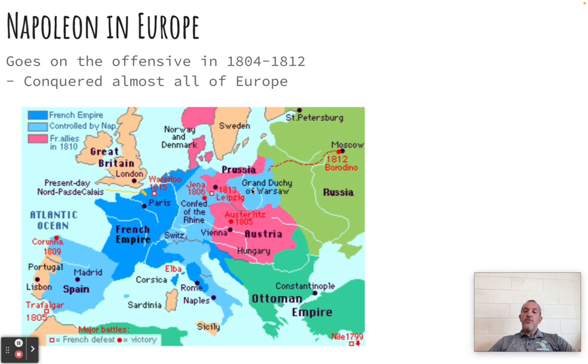When he spreads this stuff, he's going to spread his Napoleonic code. So he is essentially spreading Enlightenment ideas as he conquers places, even though he isn't a true democratically elected leader. So we're going to see him spread this stuff. He's going to go on the offensive. So it's like 8 or 9 years of just straight up conquering, and he is such a good military leader that it is successful for him.